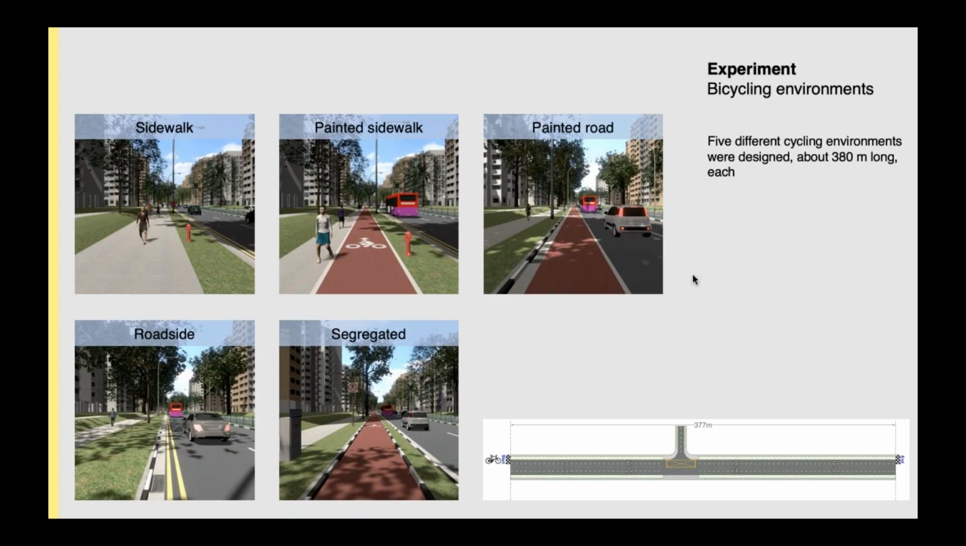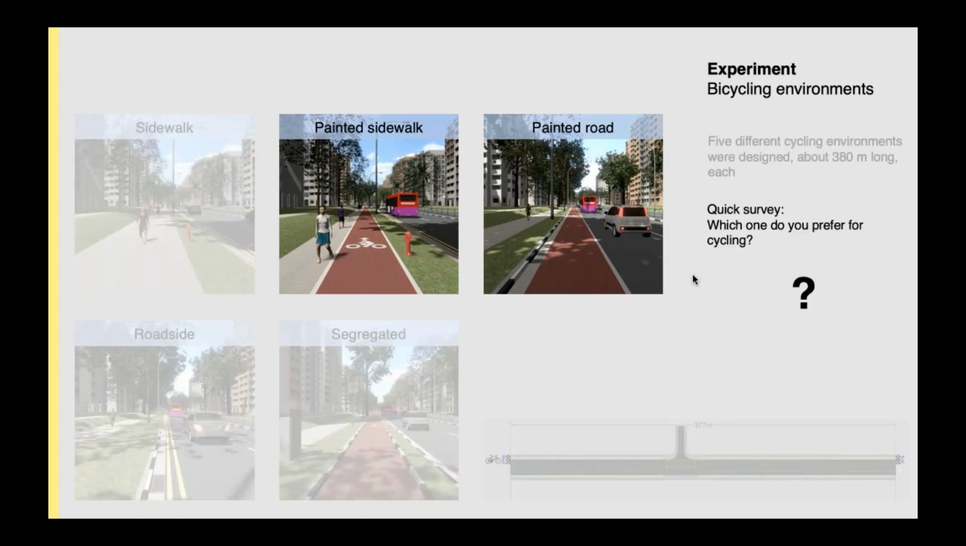We can actually have a quick survey here, just for yourself. By looking at these 2 images, painted bicycle path on the sidewalk and painted bicycle path on the road, which one do you prefer to cycle? So you just have a standstill image. Based on these 2, you can have one choice. Later we will see how your choice might or might not change by seeing a video out of these. And it might also change when you actually bicycle in these environments with the bicycle simulator.